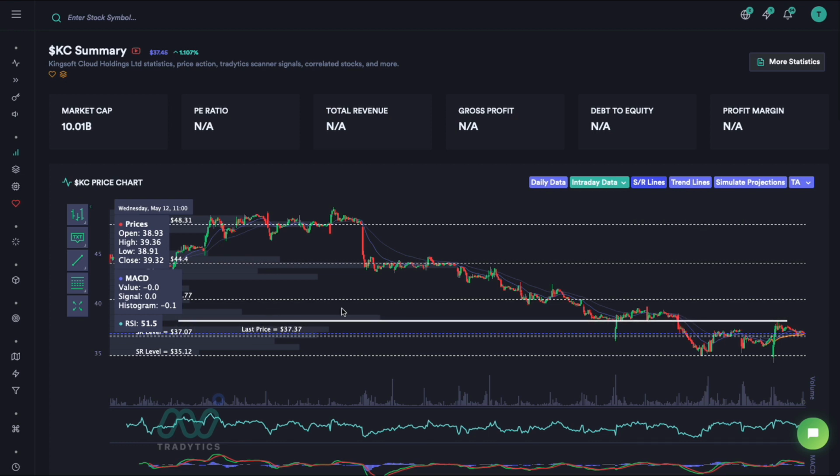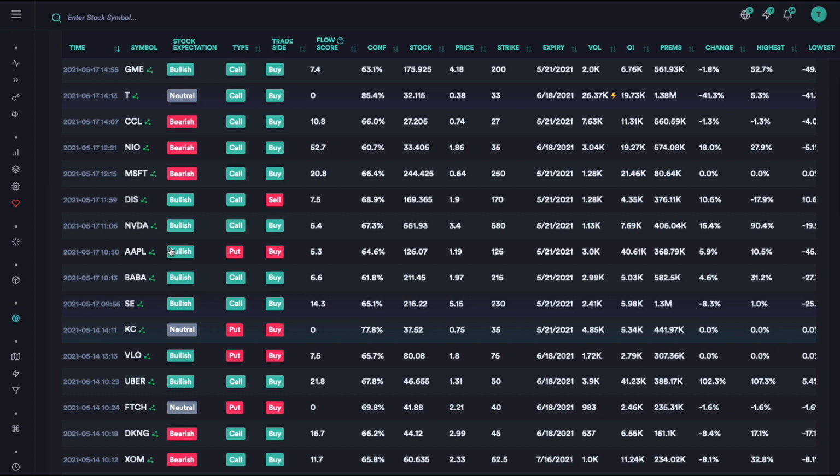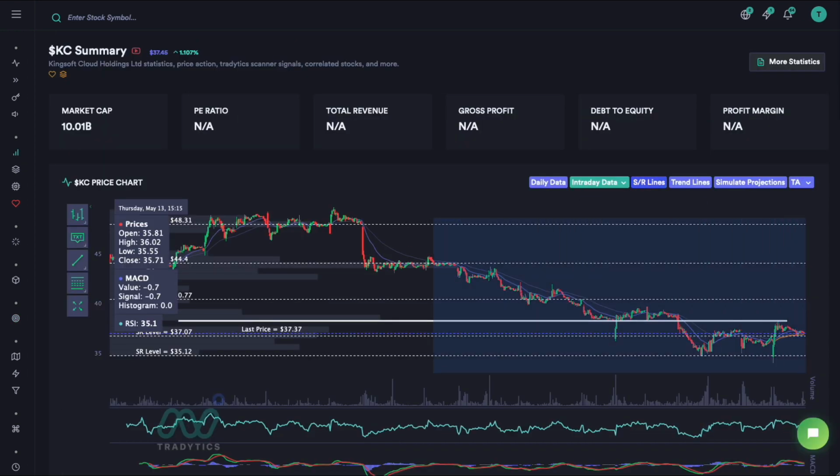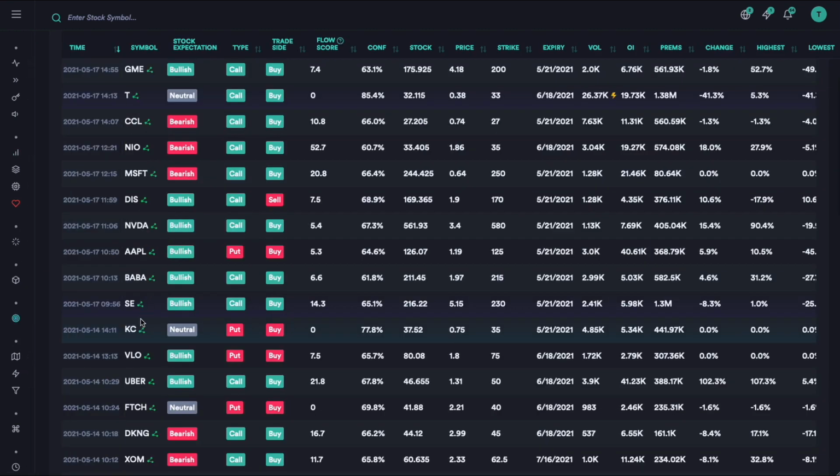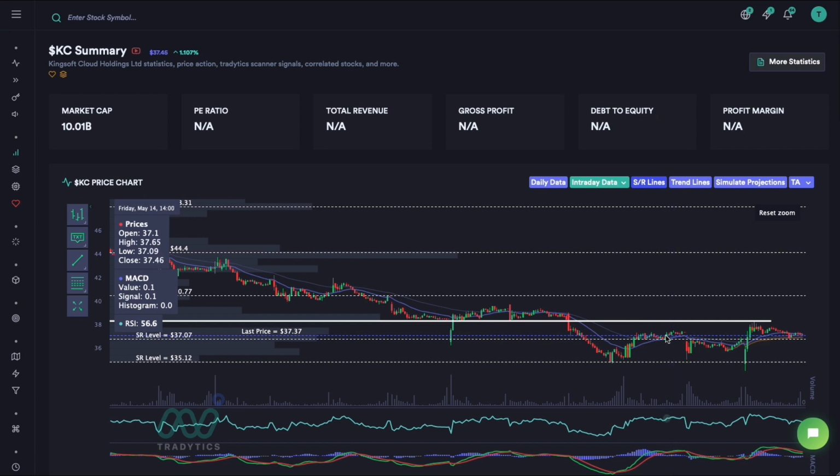No, I won't actually. So here, let's say we had a put setup. Let's see when it was, KC May 14. Let me zoom it out. May 14, May 13. All right, May 14. KC 14, right around here.